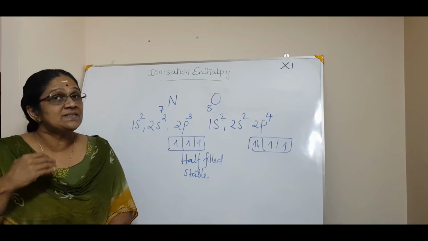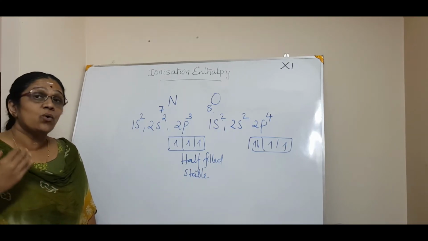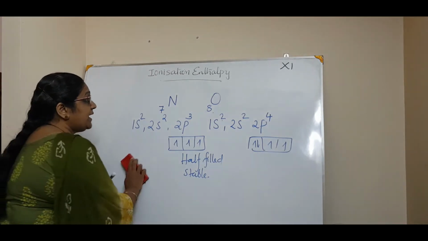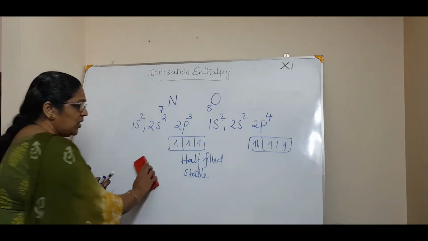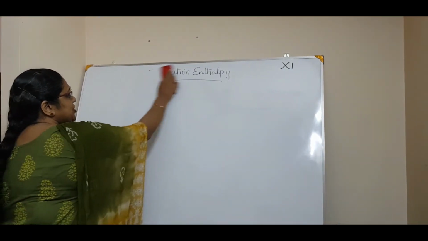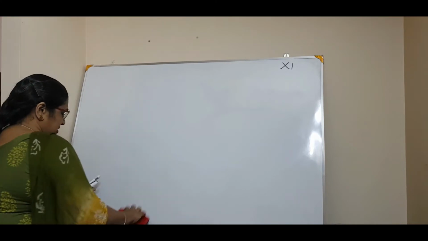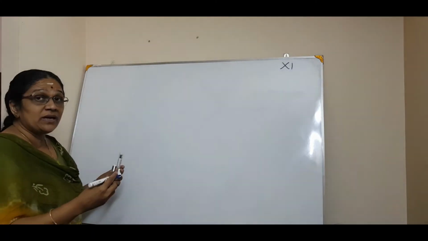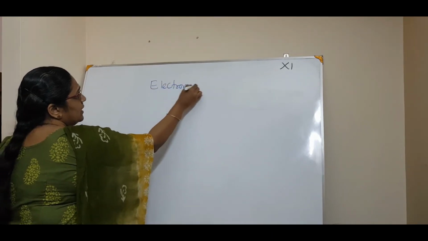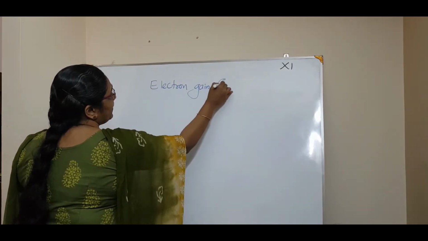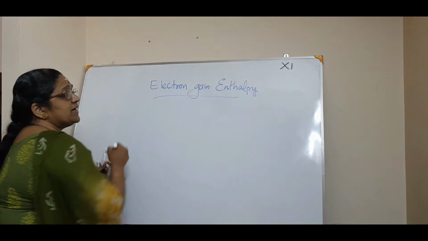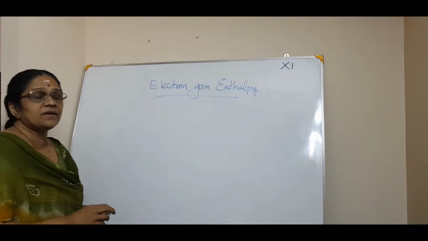Now we will come to the second concept, that is electron gain enthalpy. It is a very important concept. What do you mean by electron gain enthalpy? What is enthalpy? You know ionization enthalpy. Enthalpy means only heat change. So next is electron gain enthalpy. This enthalpy and all you study in thermodynamics. I think in the 6th chapter or 5th chapter is thermodynamics.